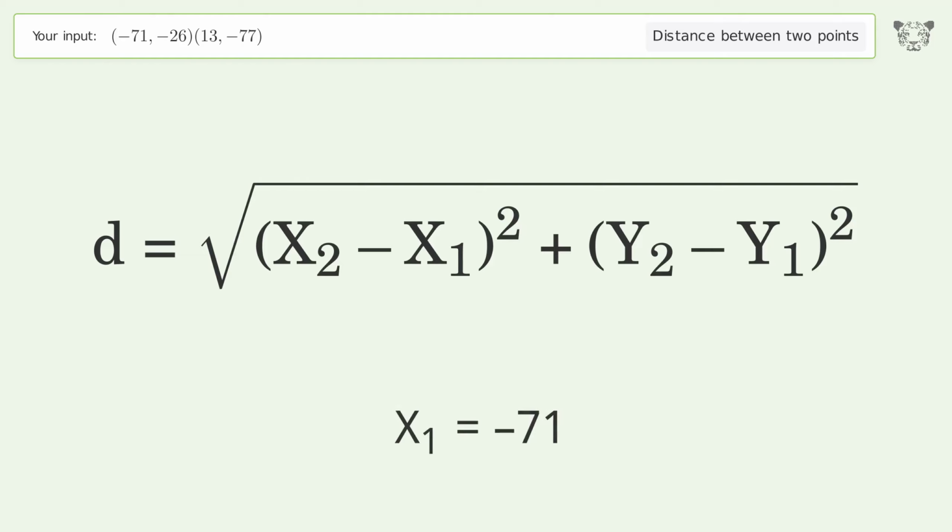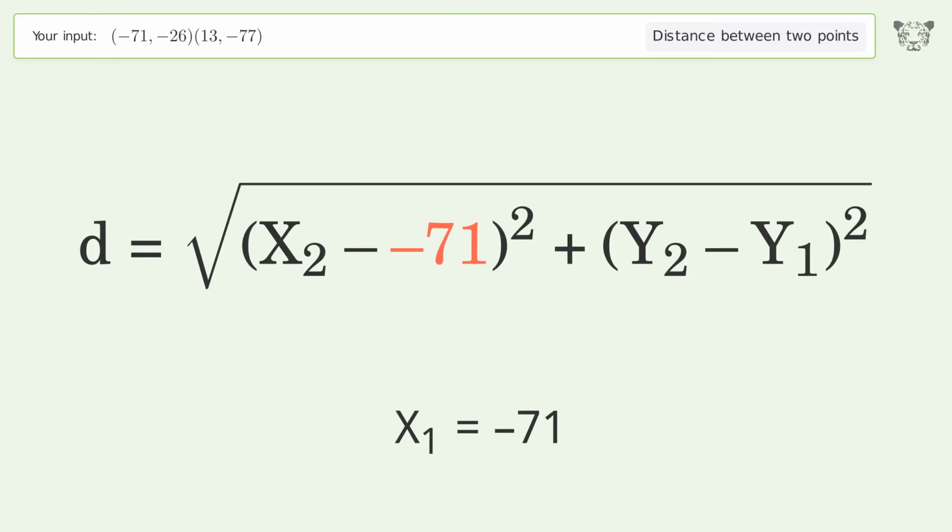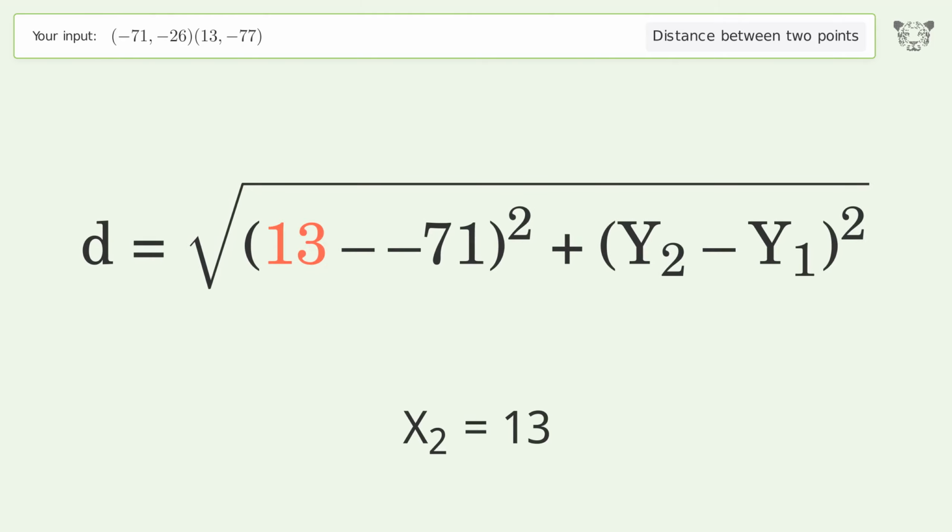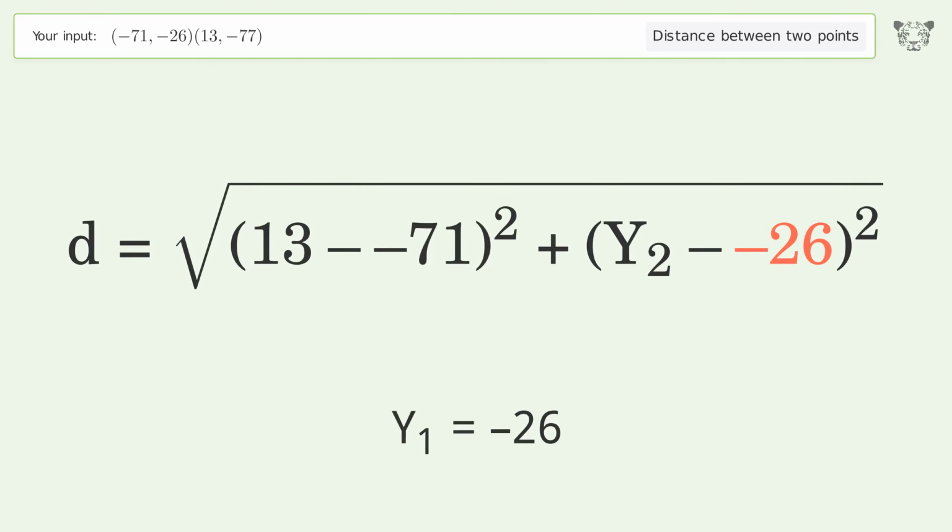x1 equals -71. x2 equals 13. y1 equals -26. y2 equals -77.